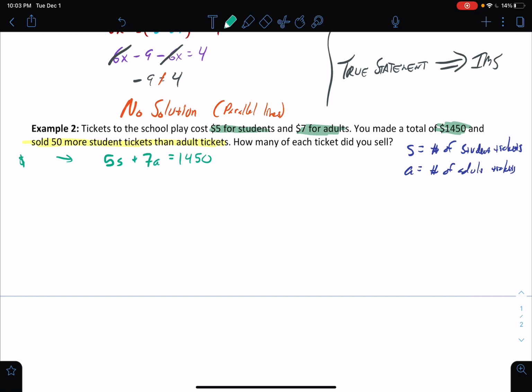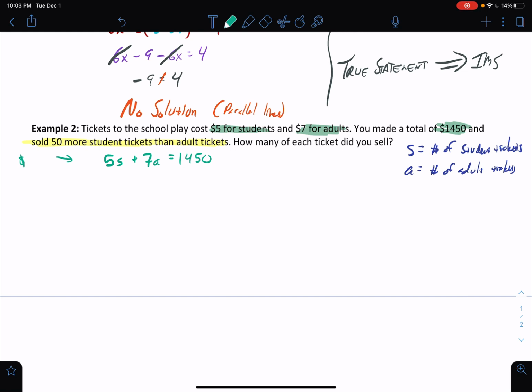But we're also given that we sold 50 more student tickets than adult tickets. All right? So we got to translate that into an equation as well. We sold 50 more student tickets than adult tickets. So think about it like, use some specific examples. If I sold 10 adult tickets, how many student tickets did I sell? 60. I add 50 to that 10.